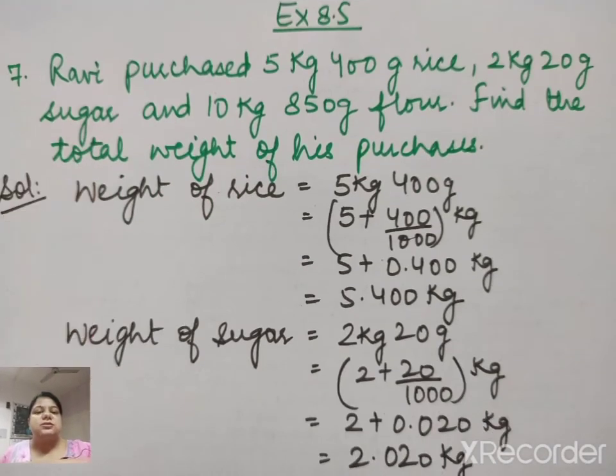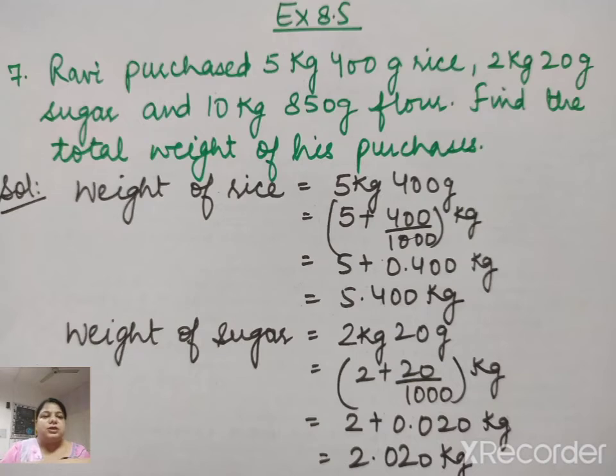Now let's discuss the seventh example. Seventh question from exercise 8.5. Ravi purchased 5 kg 400 grams of rice, 2 kilograms 20 grams of sugar, and 10 kilograms 850 grams of flour. Find the total weight of his purchases.